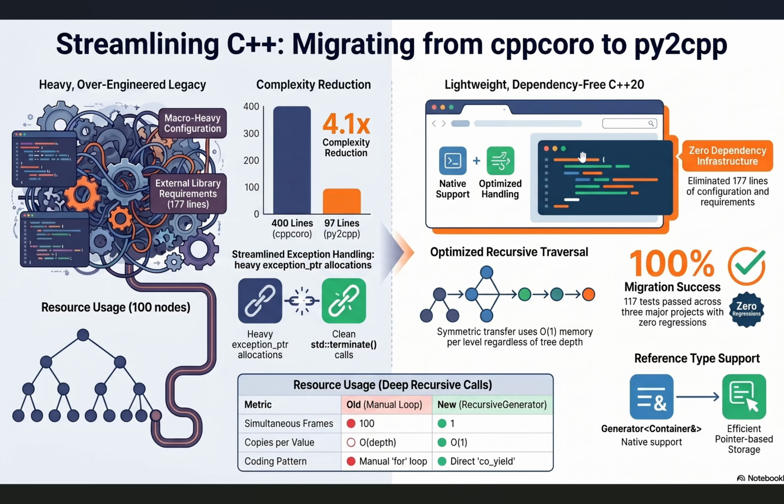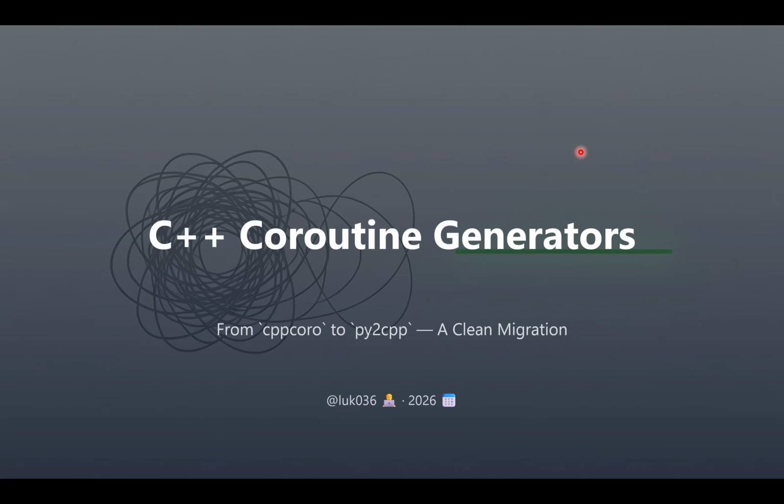Today, we're looking at this incredible masterclass in software engineering minimalism. It's a 2026 presentation by a developer who goes by the handle at Look036. Right, and it's a fascinating one. We're going to deep dive into the migration of C++ coroutine generators from that bloated legacy library, CPP Coro, to a hyper-streamlined modern solution called Pi2CPP. Which is such a massive shift in thinking.